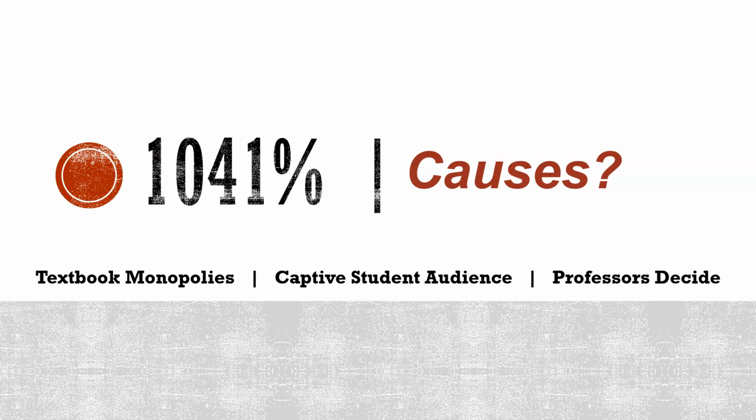Now, the second major factor is students are essentially a captive audience. In order to succeed in a class, they're basically required to purchase that textbook no matter what the cost, and in order to succeed in that class, and also graduate college and attain that life to which they aspire through their degree. And the third major factor, of course, is that professors actually decide which textbook to use.